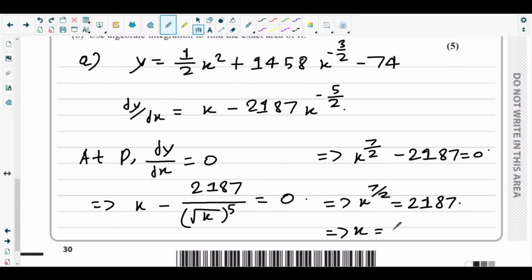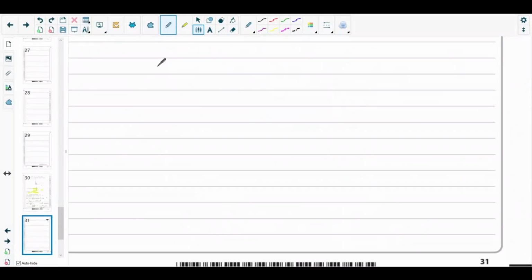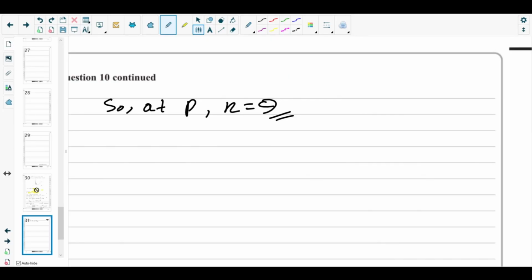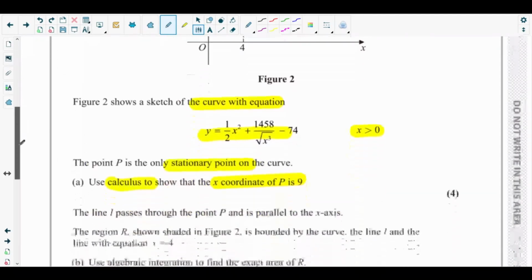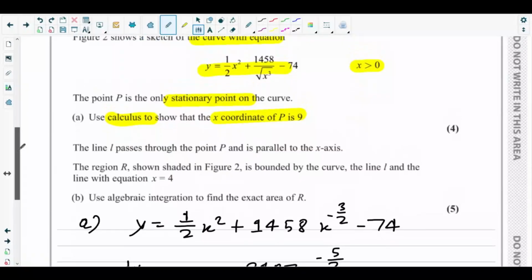So the value of x would be 2187 to the power 2 over 7. This gives you exactly 9. So at P, x equals 9. That's exactly what part A of question number 10 has asked for. That's it. Okay, next is part B.